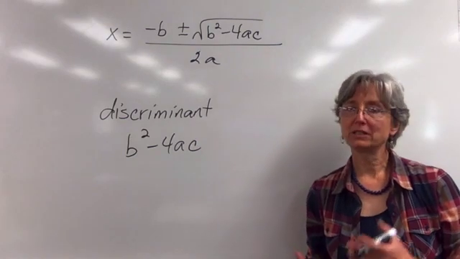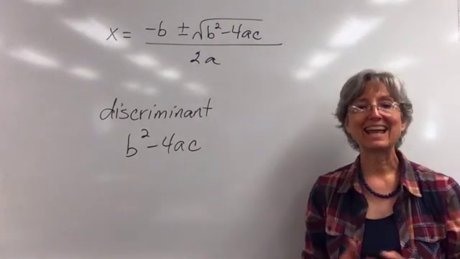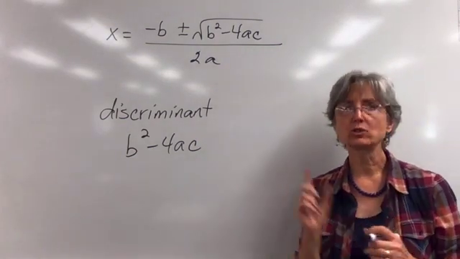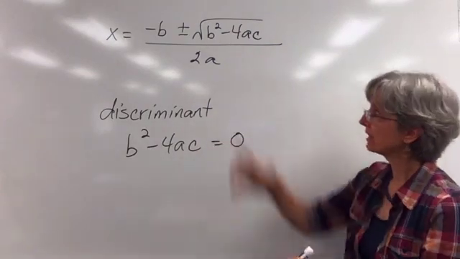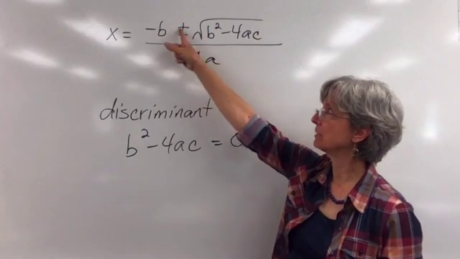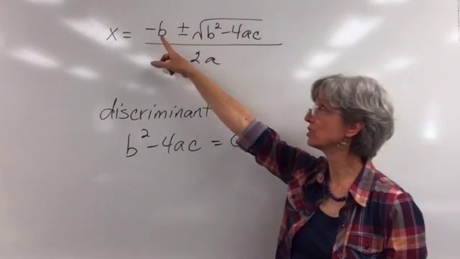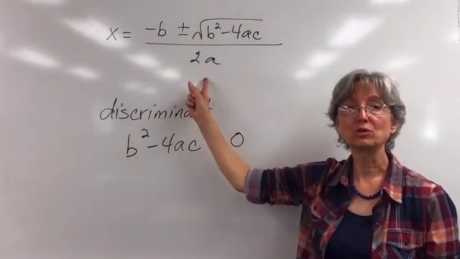If you plug in b squared minus 4ac and you get exactly 0, which we did earlier, then that means you're going to have negative b plus or minus 0. So it's just going to be negative b over 2a.